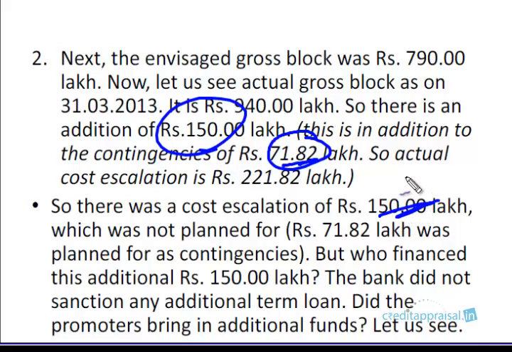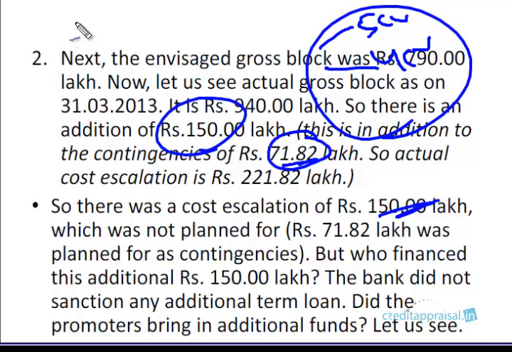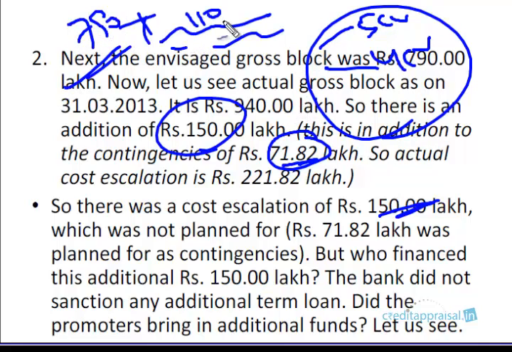Now the question is, who financed this 150 lakhs of cost escalation? Because originally the plan was the bank will sanction 5 crores and promoters will bring 4 crores. So this would have financed the 790 lakhs of gross block, and the balance 110 is the margin for working capital, financed by the borrower entirely. Now this is not 790, this is 940. 150 has increased. So from where does this 150 come? Bank has not sanctioned any additional term loan, that we know as a banker. So obviously this 150 must have come from the borrower. Did it come? Let us see.